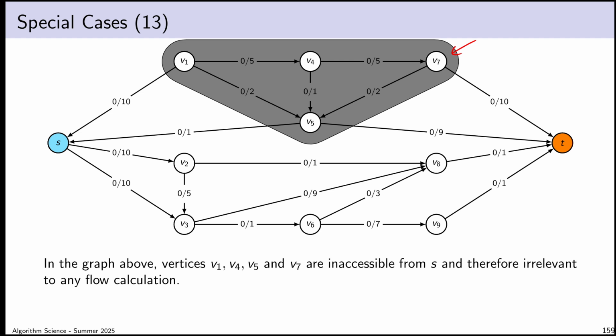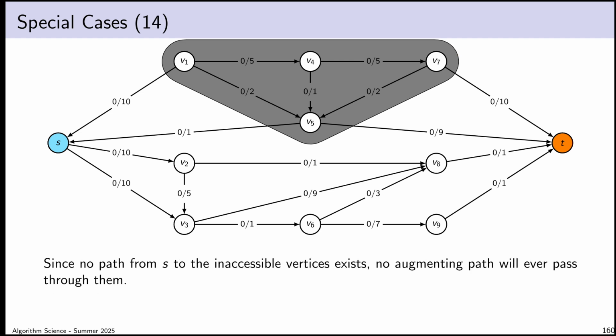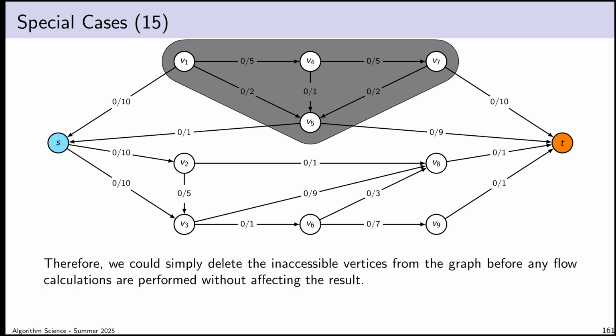Even if they could participate, it would be superficially. And that actually means, because they're irrelevant to the flow calculation, if I wanted to, I could basically delete them. So since there is no path from S to any of these vertices, no augmenting path will ever pass through them, and so I can completely ignore these vertices when I go to find augmenting paths. In fact, if I wanted to, I could just eliminate them from the graph before I start. So before I do any flow computations, I could identify which vertices are unreachable from S, or which cannot reach T, and just get rid of them. Just delete them altogether from the graph.